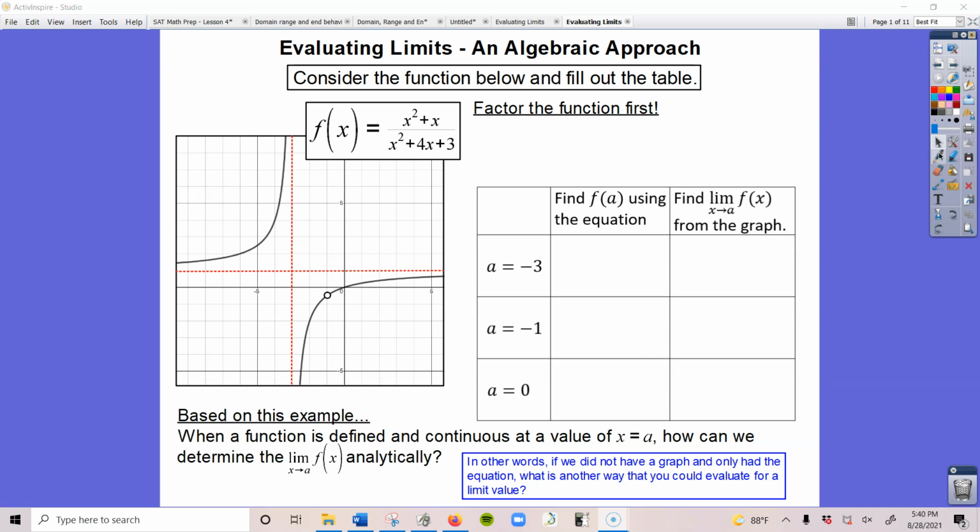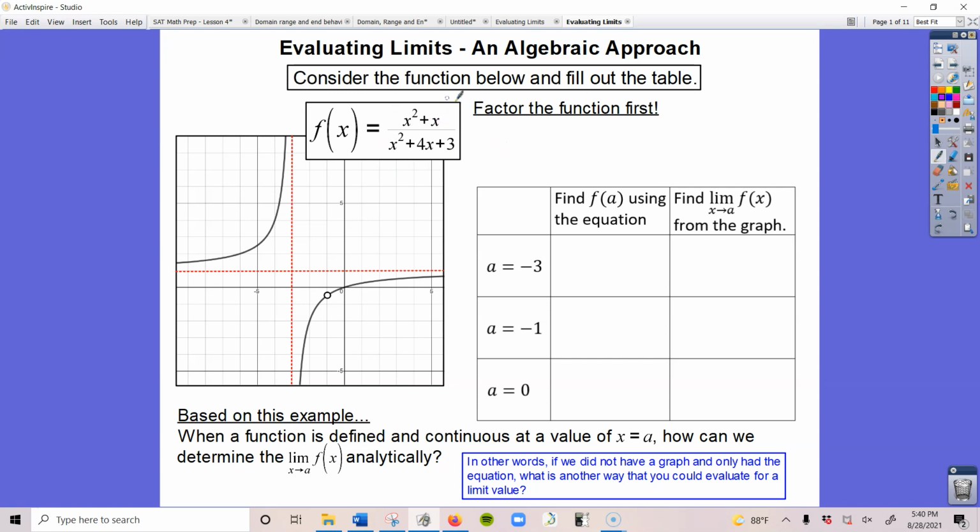Hey guys, today we're going to learn how to evaluate limits algebraically. So what we learned before was how to look at a graph and be able to identify that limit. So today we're going to see how we can find the limit if we're just given an equation. So first, let's see how we can determine that first method of solving limits algebraically.